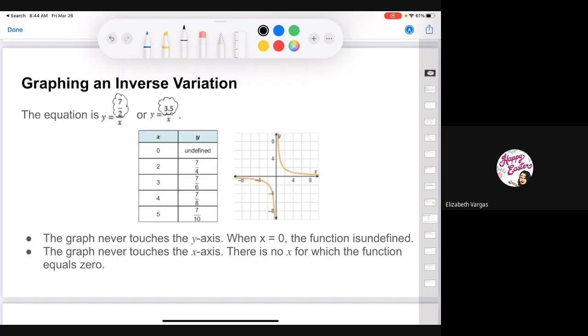In a relationship of an inverse variation, the graph will never touch the y-axis, and the graph will never touch the x-axis. So this is kind of how we represent those inverse variations. And what you'll notice is those graphs never touch the y, and they never touch the x. But they're very much always graphed like this. They kind of look like a curve, whereas a direct variation is linear. It's straight. Okay.